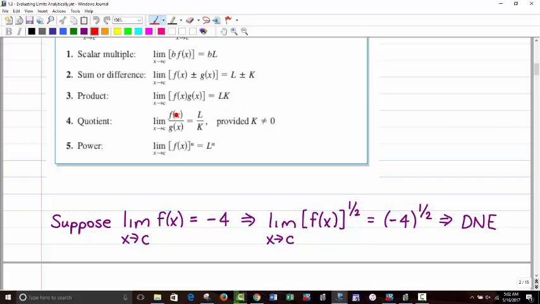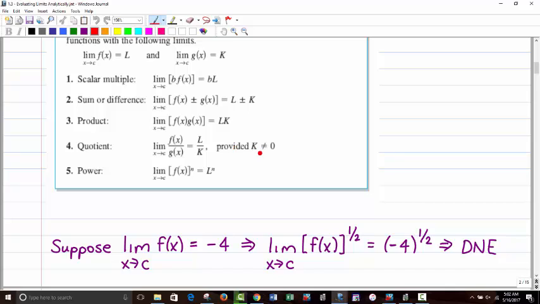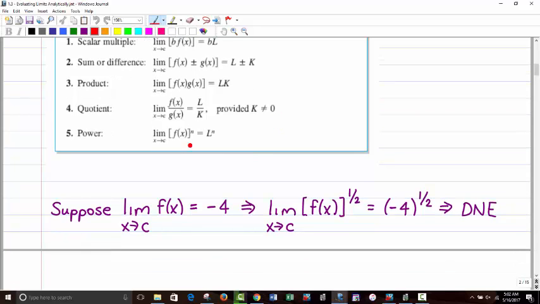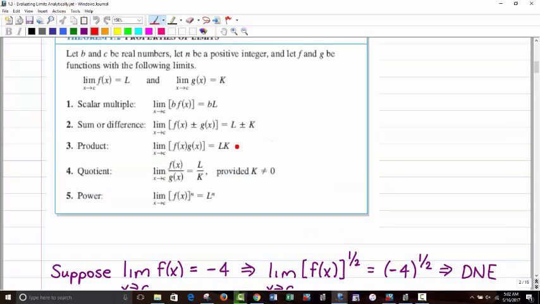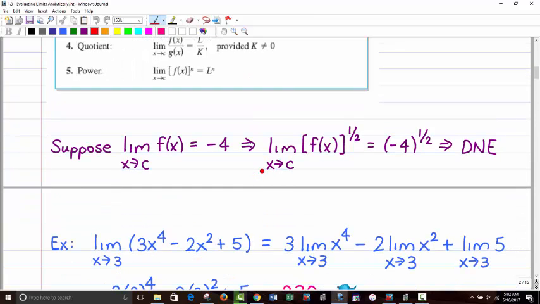The limit of a quotient would be the two values divided by each other, the L and the k. And of course, provided the k could not equal 0, since you couldn't divide by 0. And then if you raise it to the nth power, it would be L to the nth. And once again, n must be a positive integer, so you don't run into the divide by 0.